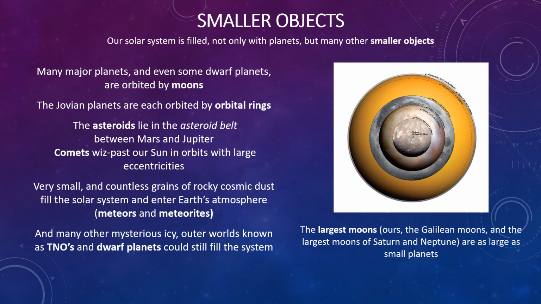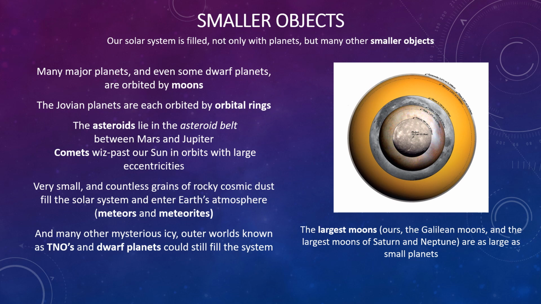So now we move on to the smaller objects in our solar system because not only are there these large planets, but there are many, many more smaller objects. So a lot of the planets and even some of the dwarf planets have moons orbiting them. The Jovian planets even have orbital rings. We all know Saturn has a ring, but all of the other ones do too. Jupiter has a tiny ring, Uranus has a tiny ring, and so does Neptune. It's just that Saturn's is much larger and much prettier, so it takes all of the ring fame.